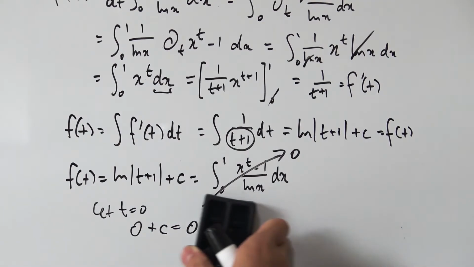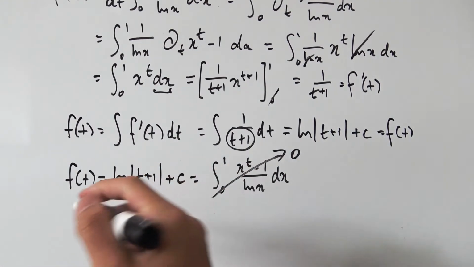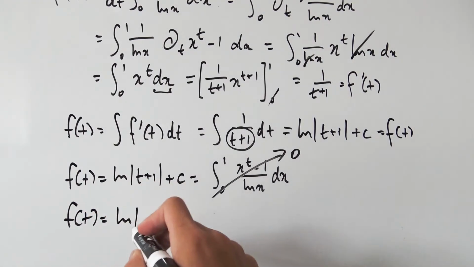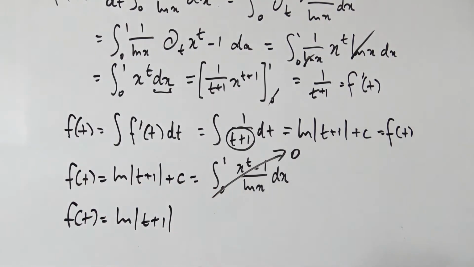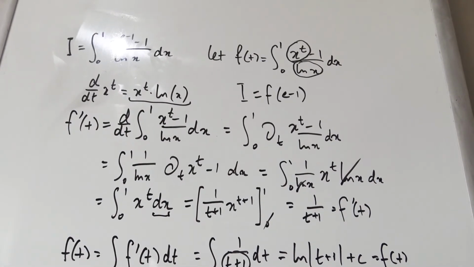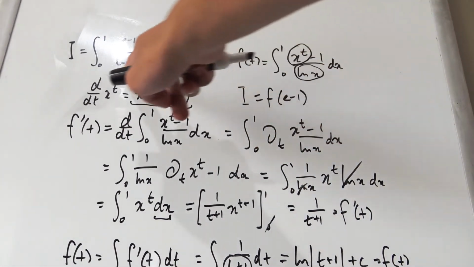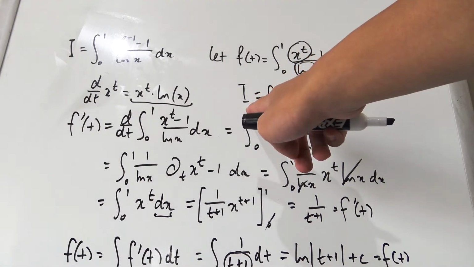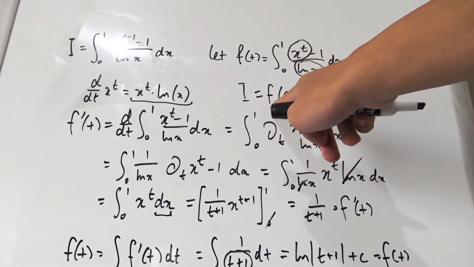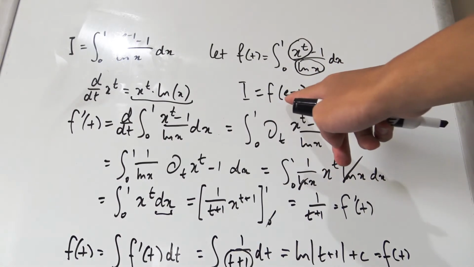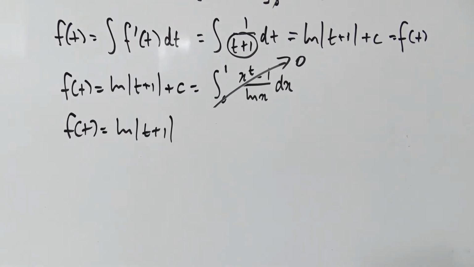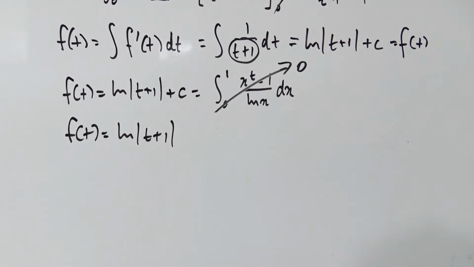So in the end, our f in terms of t is equal to just the natural log of t plus 1. But remember, from the very start, we wanted to find our I, which was our original integral we wanted to evaluate. But our I, we noticed that it was just our function f evaluated at e minus 1. So why not plug e minus 1 into the function here and see what we get?